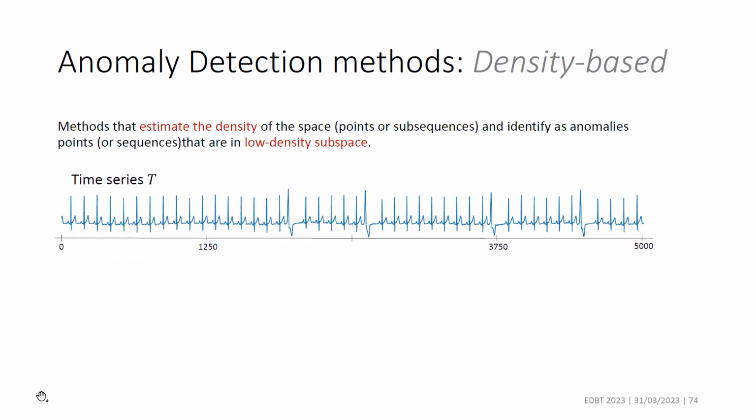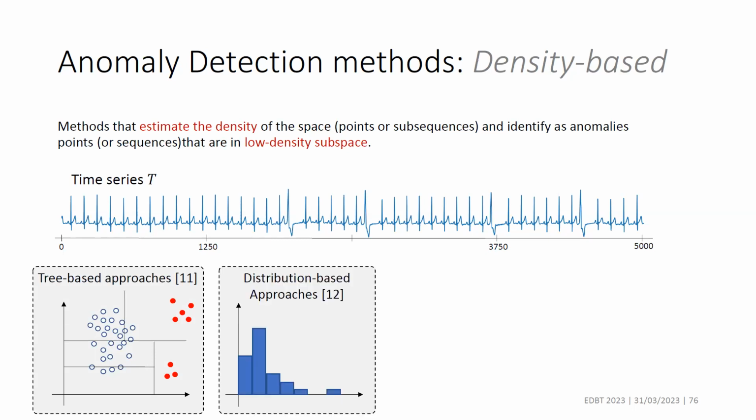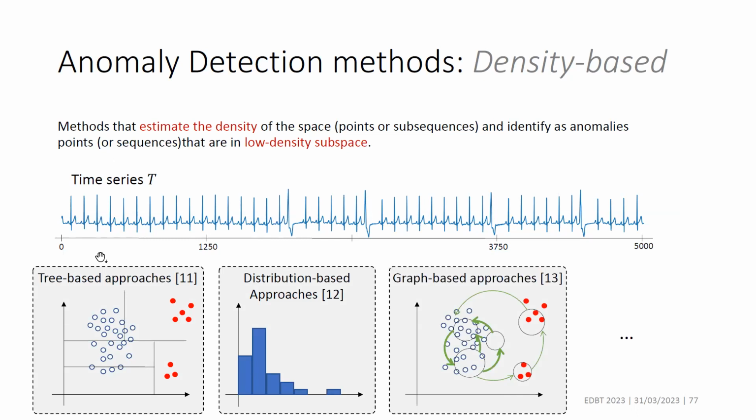Okay, so now let's discuss a little bit of density-based approaches. A density-based approach is just to take the time series and try to represent it in a space and evaluate the density of that space. So it can be done either by splitting the space with trees, building histograms for different values of the subsequences, or different dimensions, and also building a graph and then trying to work on the graph to identify the anomaly. Okay, so I will go over an example of a tree-based approach and a graph-based approach.